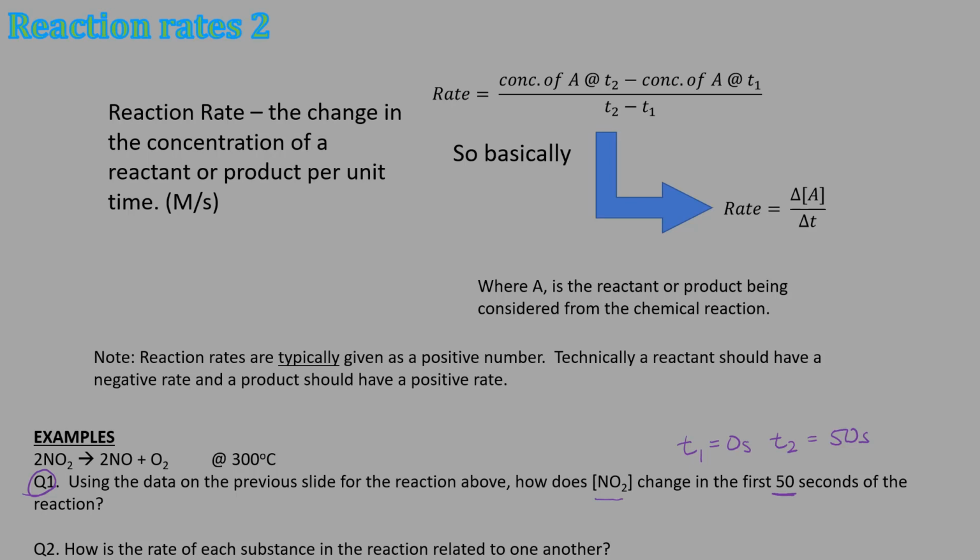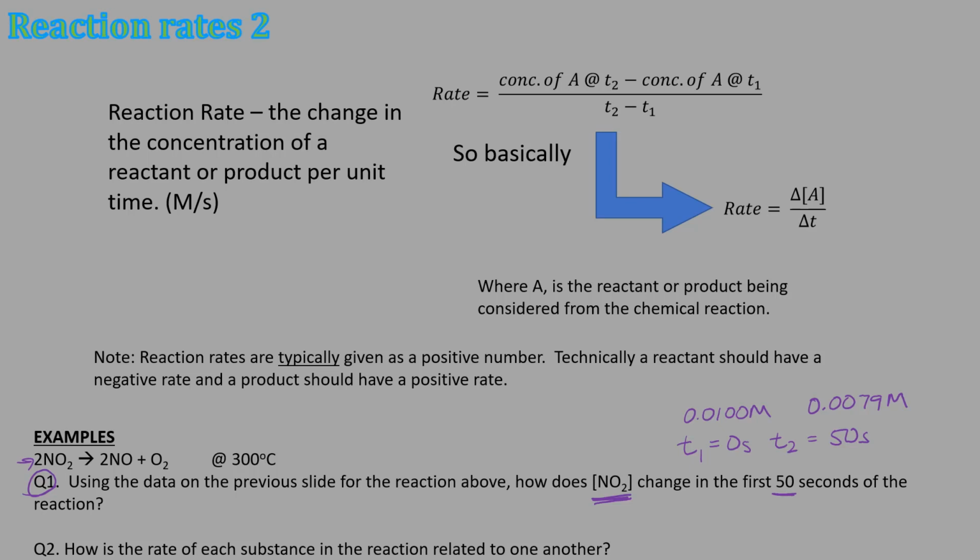But in that table, for NO2, at 0 seconds, we started out with 0.01 molar. And at time 50 seconds, we have 0.0079 molar because it's decreasing, right? It's one of the reactants. Here's the reaction in case you don't remember it, over here down to your left. Since it's a reactant, the concentration should go down, and it does. It went from 0.01 to 0.0079.